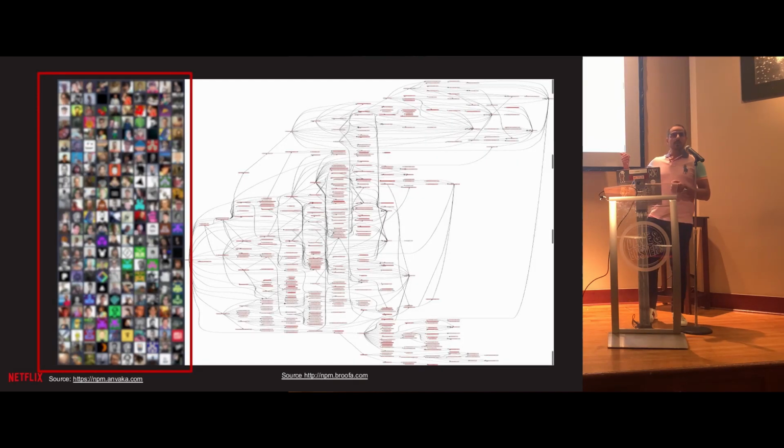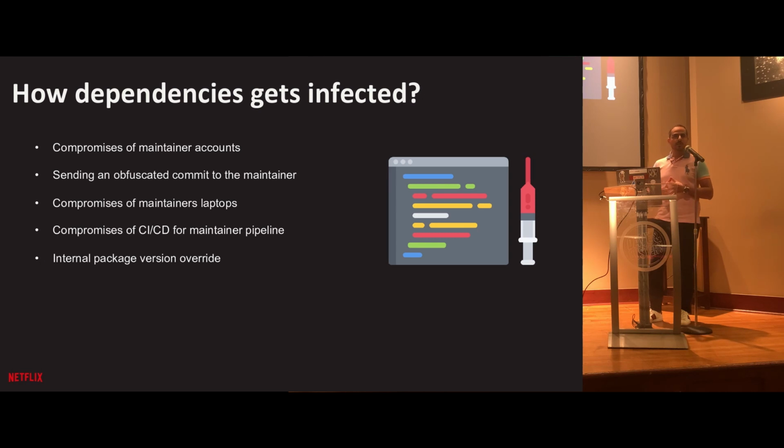Does anyone notice anything about this image other than it has hundreds of dependencies? Any guesses? Look at how many maintainers. This package has a lot of maintainers. And what the attackers do is look at these things and compromise maintainer accounts. They find a very famous package, look at the actual maintainers, and then try to compromise them. If you look at the history of all the compromises, most of them are because of actual compromise of maintainers.